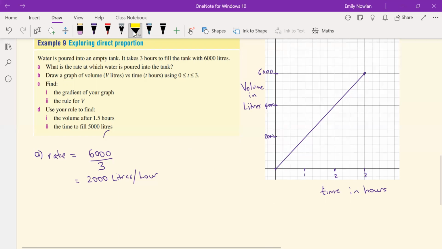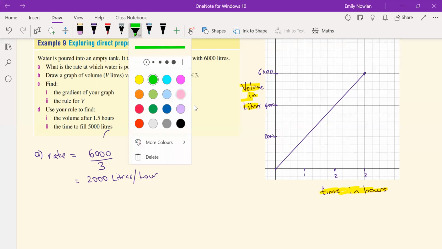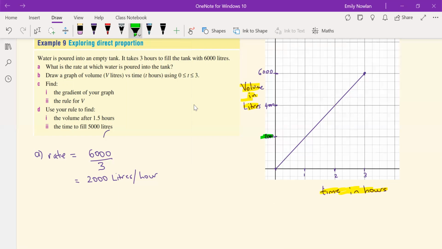I've labelled my axes and I've shown the scale as well. So make sure when you're drawing a graph, you put information on the scale like I have there. And you also label your axes, which I did, highlighted in yellow.